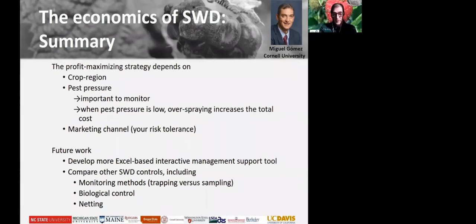We are focusing on comparing monitoring methods, trapping versus fruit sampling, which is becoming increasingly popular. We are going to examine the economics of biological control. When is it profitable, under which conditions? And for some growing regions, we are also going to assess the economic benefits of netting.